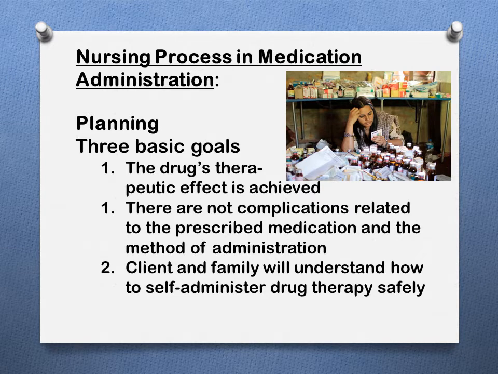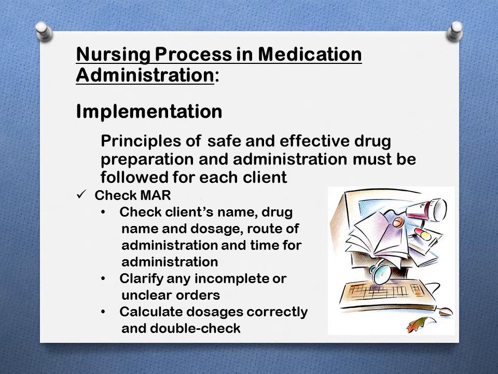There are three basic goals in medication administration planning. You need to make sure that the therapeutic effect is achieved, that there are no complications to the medication or the method of administration, and that the client and family understand what this drug is all about and how to self-administer it. With implementation, make sure that you review the order. The order has to contain the client's name, the drug that's ordered, the dosage of the drug, the route of administration, and the time and/or frequency of administration.